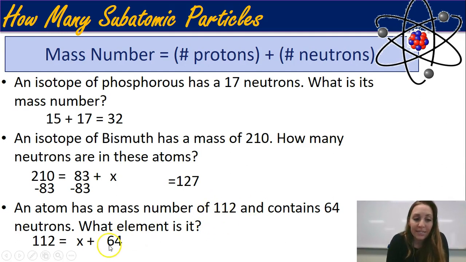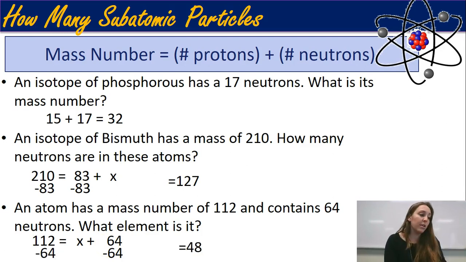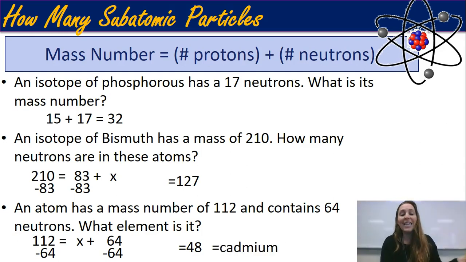You want to get X by itself, so you have to take away 64 on both sides. When you do 112 minus 64, you get 48. So you're going to follow your periodic table until you get to atomic number 48, and that's cadmium.